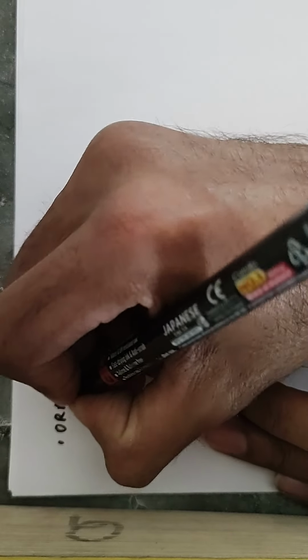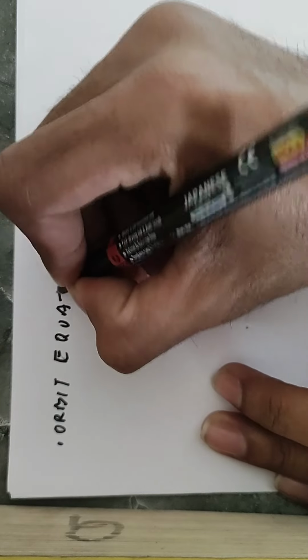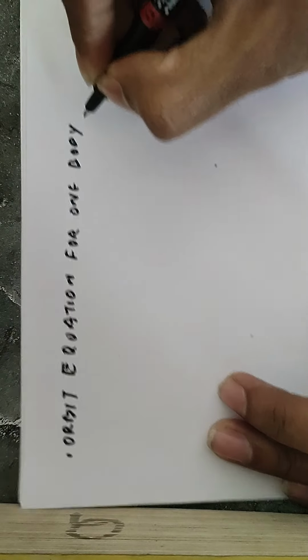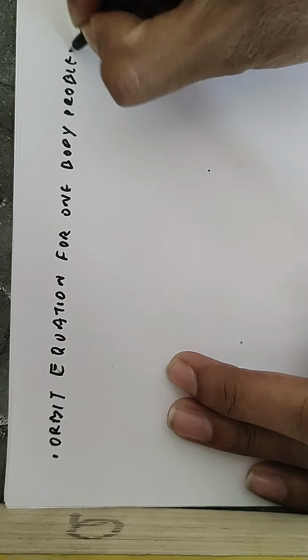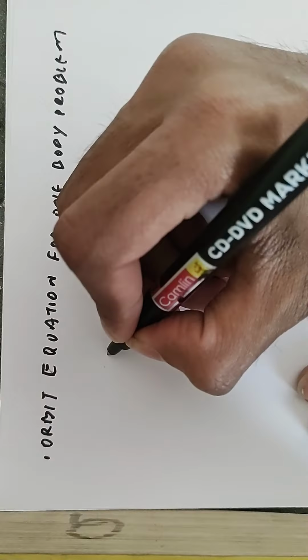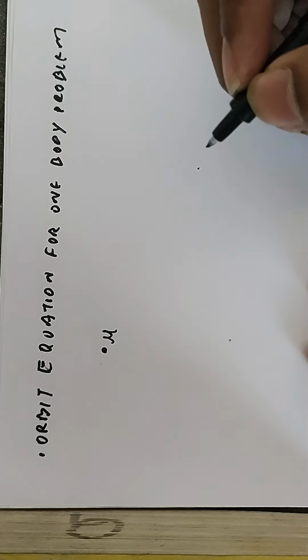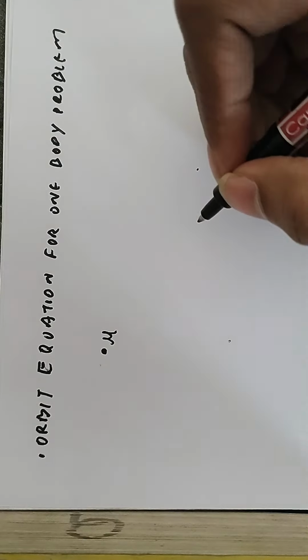So okay, we are going to start with our topics now. Let me title the topic: the orbit equation for one body problem. Now, what we'll do is consider a body of mass mu orbiting around a central point under the influence of a radially attractive force.